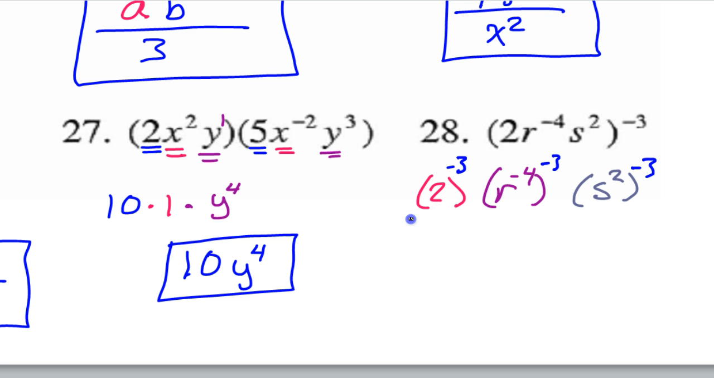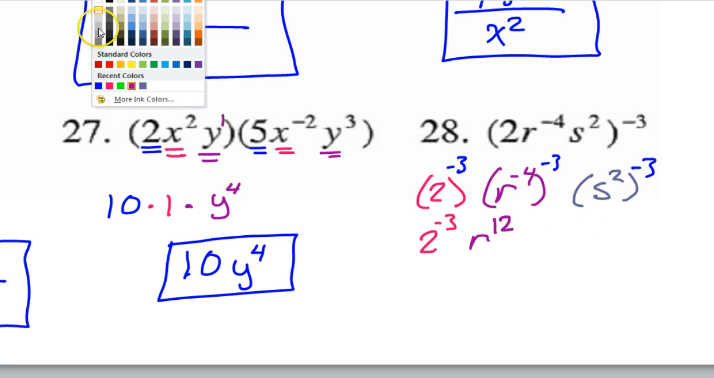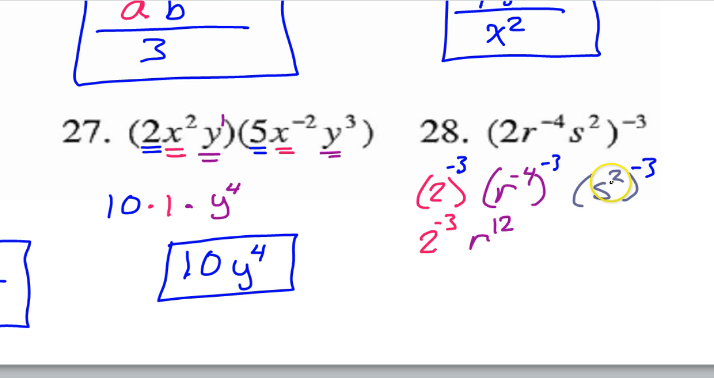So what's going to happen? Well, for now, I'm just going to leave 2 to the negative 3 power just like that. But here, when you do a power raised to a power, you multiply. Well, negative 4 times negative 3 is positive 12. So this is going to be r to the positive 12 power. And then this, if we multiply, is negative 6. So that's going to be s to the negative 6 power.